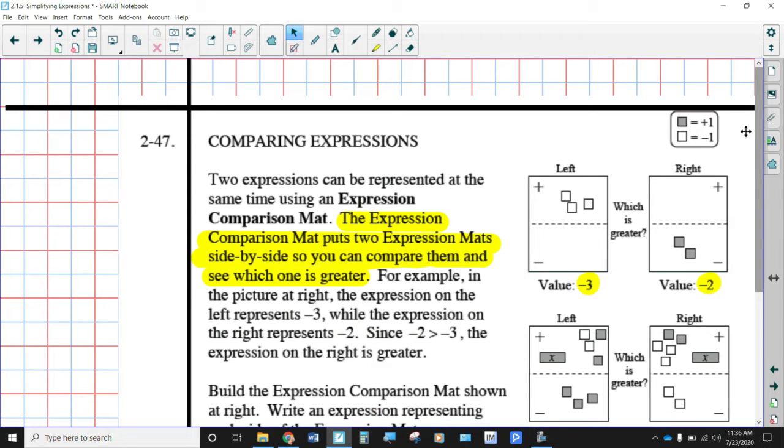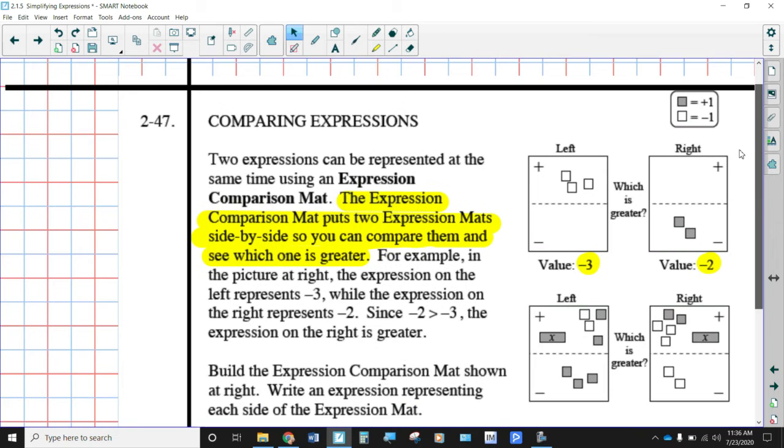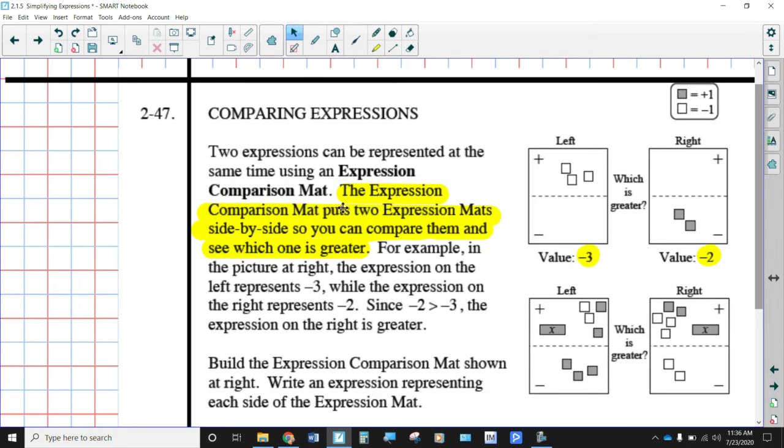All right, so now we're going to get to expression comparison mats, where we're going to take a mat on the left and a mat on the right, and you need to figure out what expression each represents. For instance, this one has 3 negatives in the positive values, so that has a value of negative 3. This expression has 2 positives, but they're in the negative section. This is like saying the opposite of positive 2, which is also called negative 2.